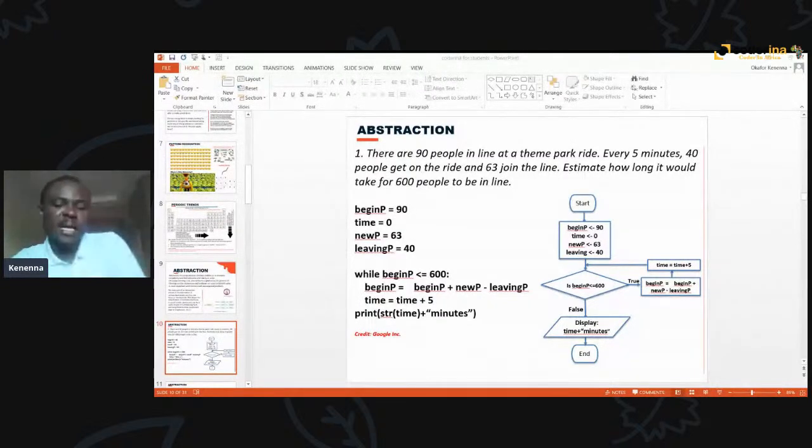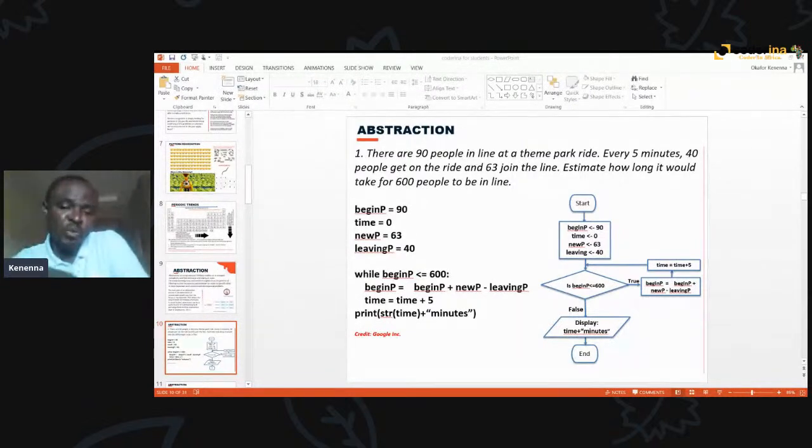So repeatedly, at the end of the day, when I reach a figure that is now more than 600, I'm going to stop. Then I'll take a look at the time. Remember, the time keeps increasing. So there's a way of telling us how many minutes the time has gone up. I'll add an extra 5 minutes to whatever time I have.